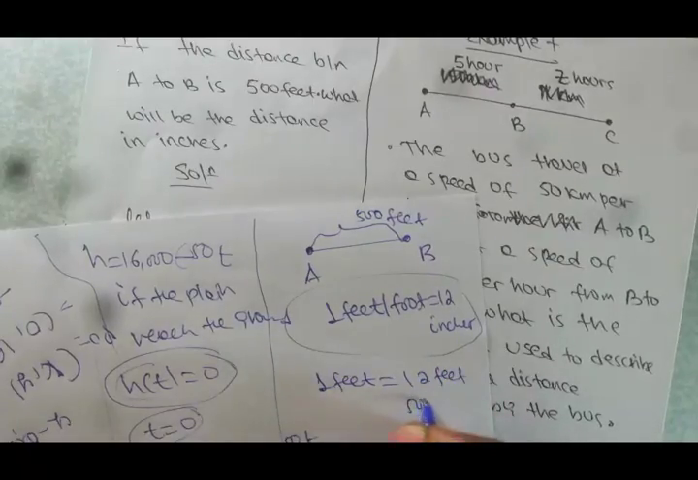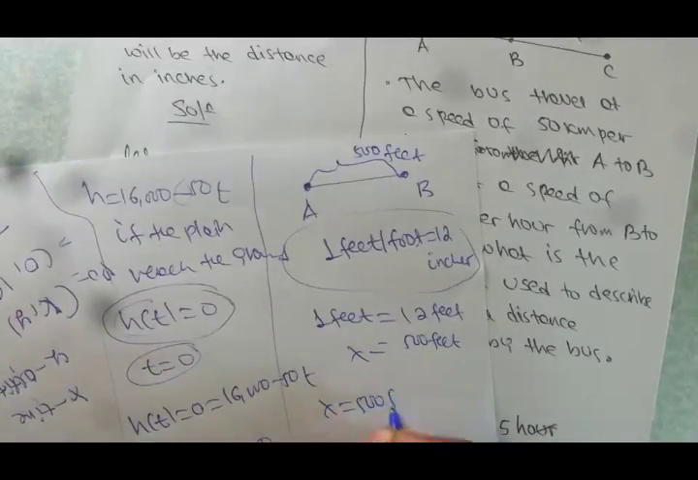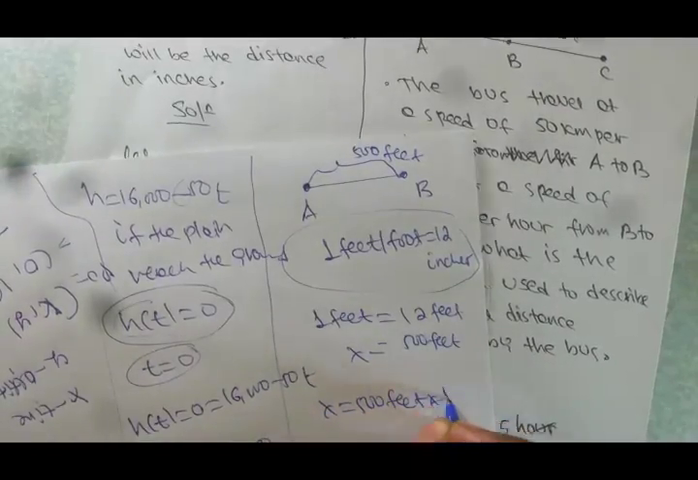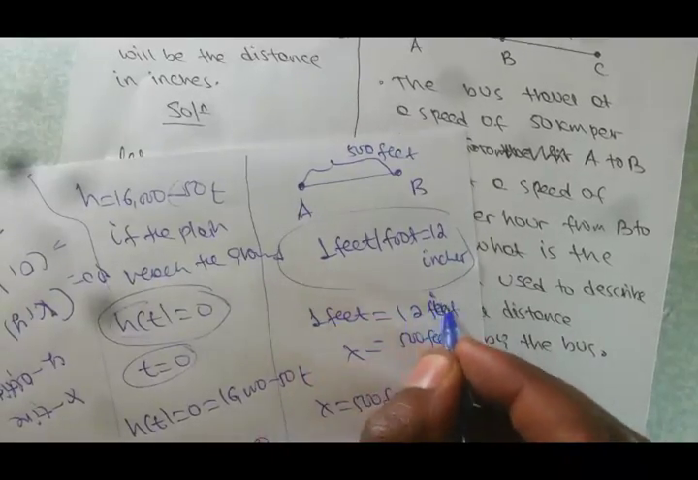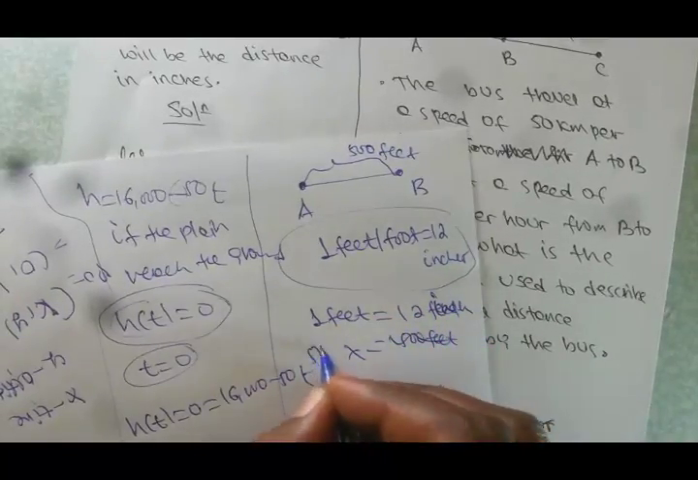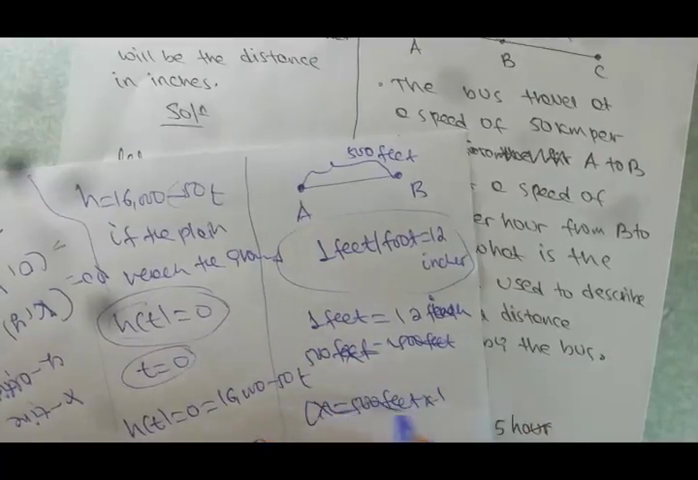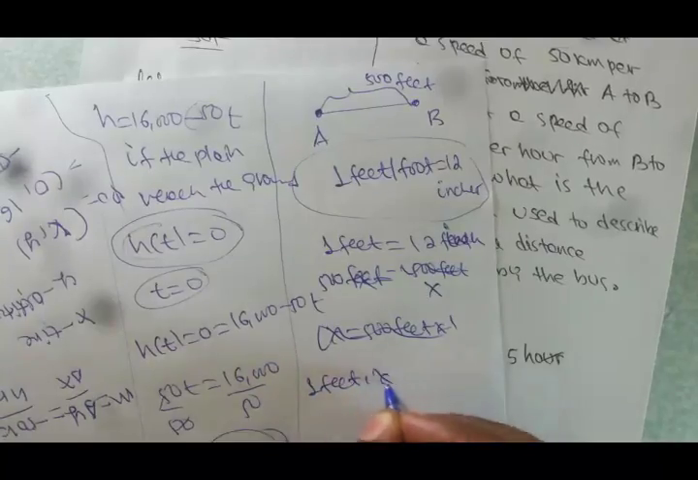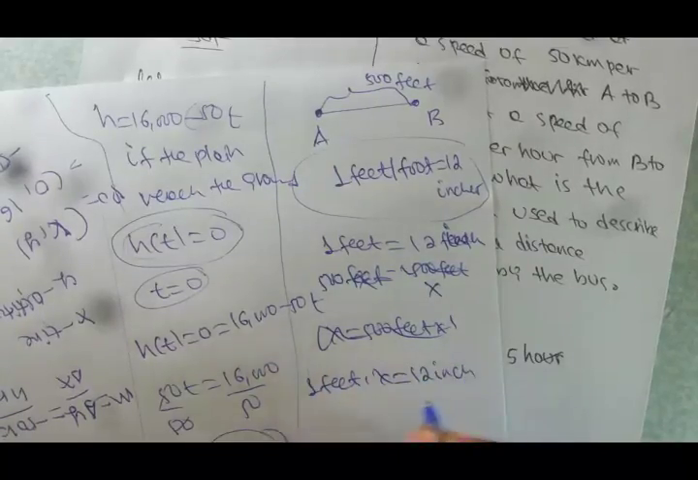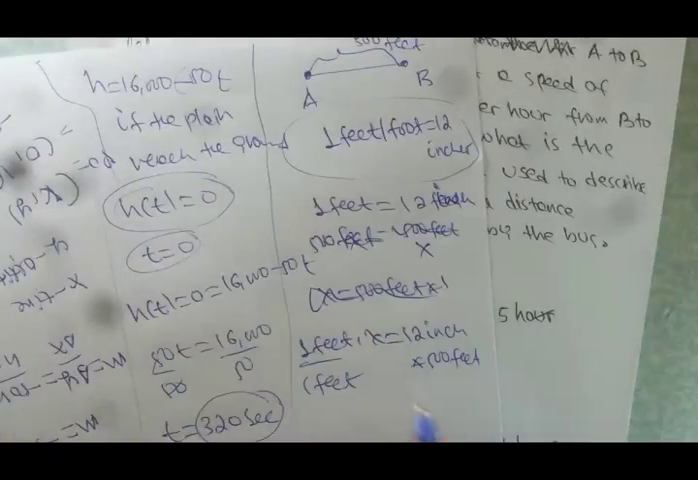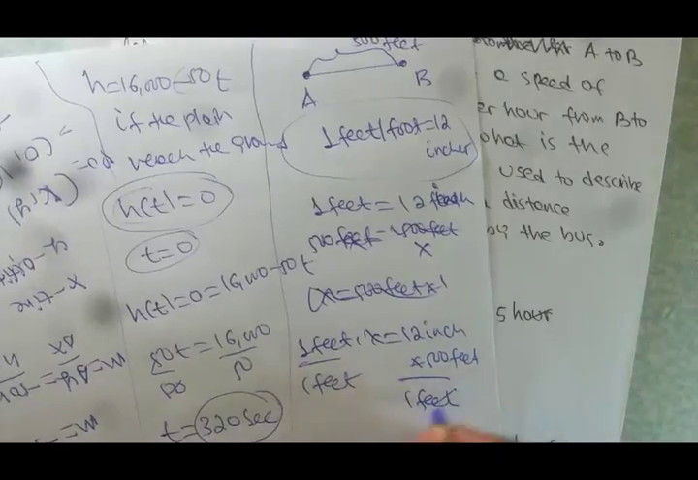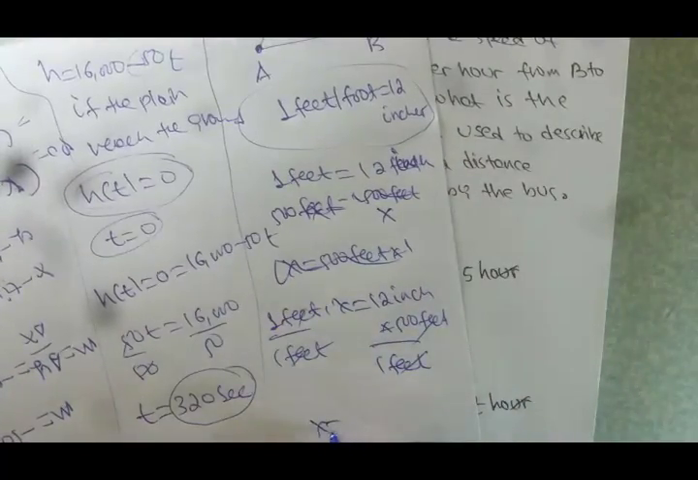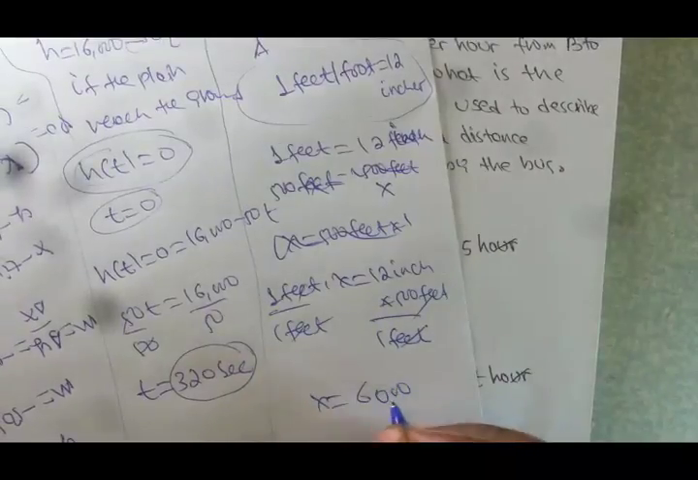Therefore, 500 feet is equal to x. X is equal to 500 feet times 1. This is feet, this is inches. Therefore, 500 feet. This is x. 1 foot times x is equal to 12 inches times 500 feet, over 1 foot. Therefore, feet will be cancelled by feet. The value of x will be 6000 inches.